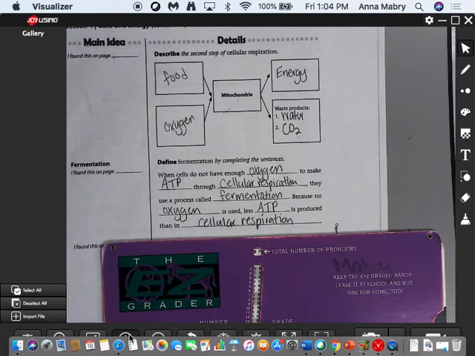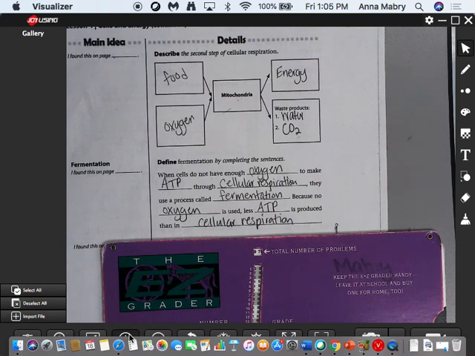Looking at the table, we're comparing fermentation and cellular respiration. Remember, I said fermentation is not like a type of cellular respiration. It's separate, okay? Both of these produce energy for the cell. What is broken down in fermentation? I'm going to call on people, okay? Benson, what is broken down in fermentation? Glucose. What is broken down in cellular respiration?